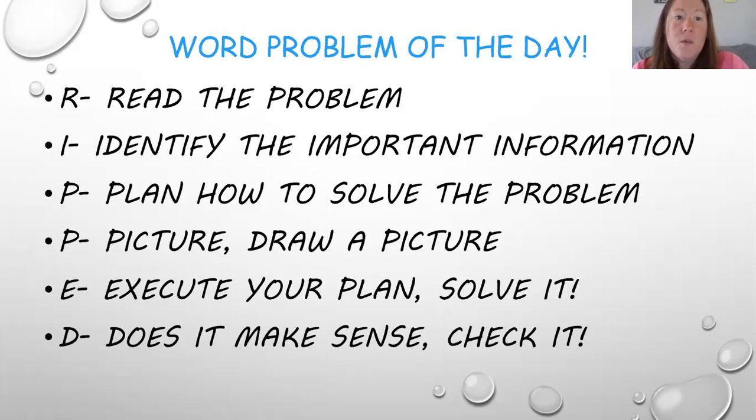But we're going to get started with our getting ripped with our word problem of the day. So just a reminder, R is to read the problem. I is to identify the important information. P, plan how to solve the problem. The second P is the picture, draw a picture. E is to actually execute your plan, solve it. And D, does it make sense? Check your work. All right, let's dive in.